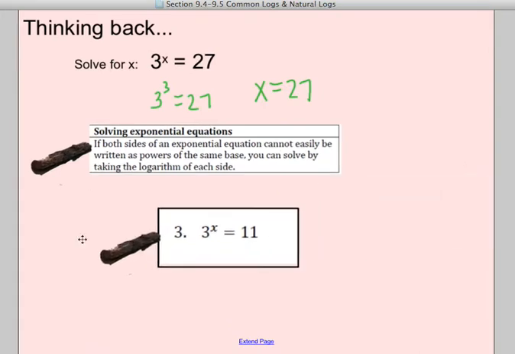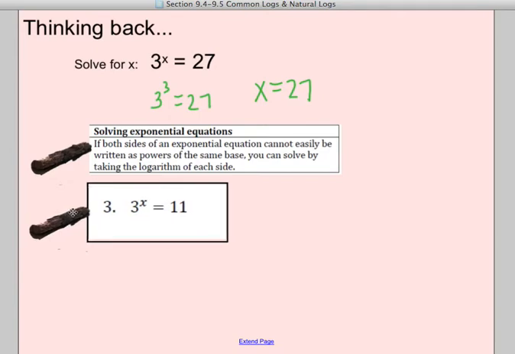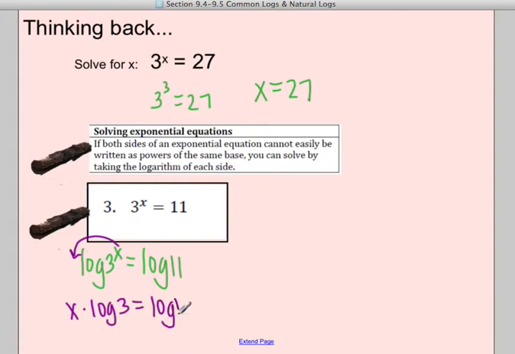So here's an example. I have 3 to the x equals 11. There is no whole number that I can make x be in order to get 11. So what we need to do is take logs on both sides. So I would have log of 3 to the x is equal to log of 11. And now I remember my rules. I can rewrite this as multiplication. So it's x times log of 3 equals log of 11.